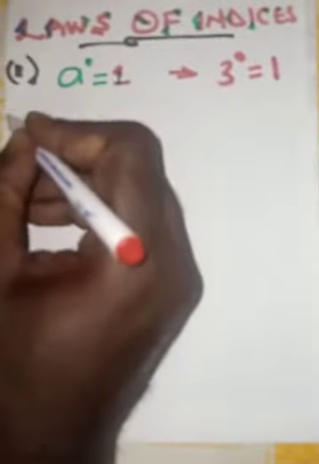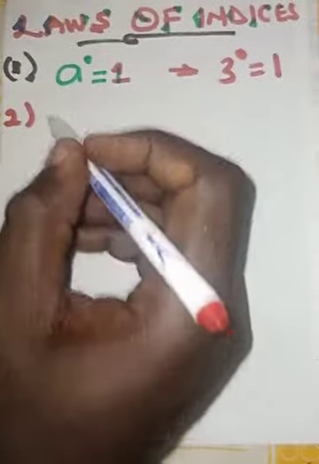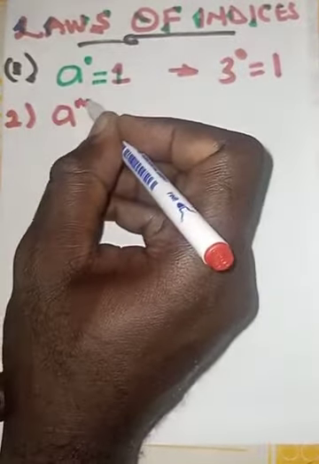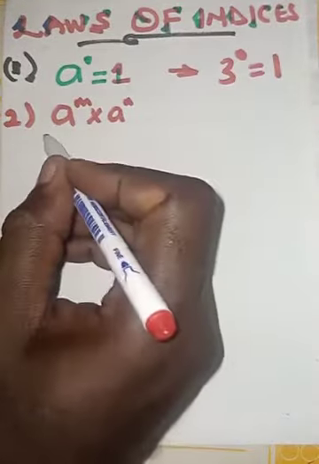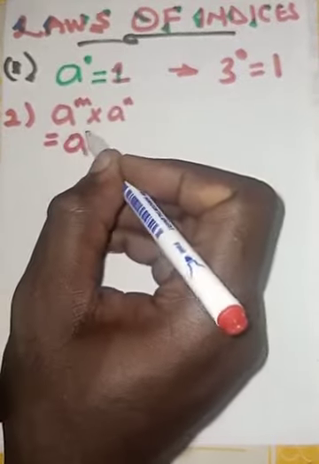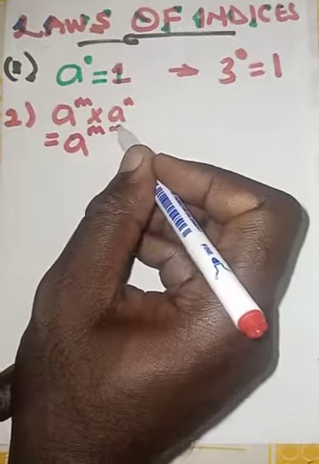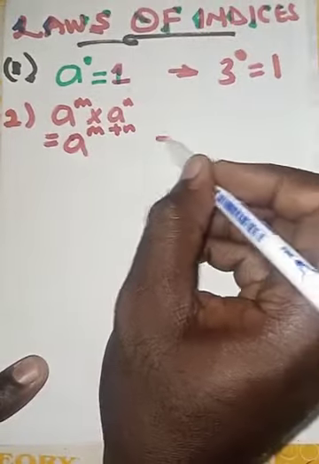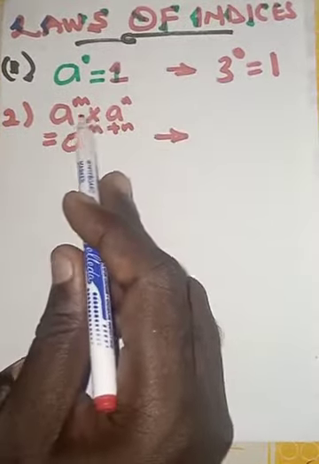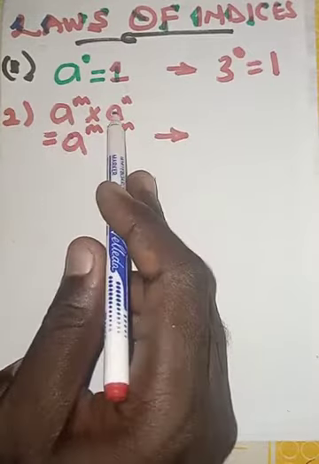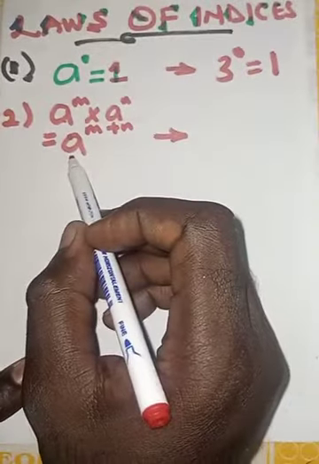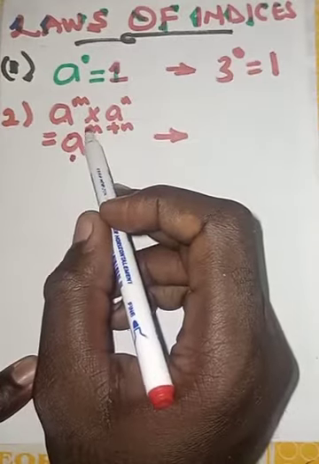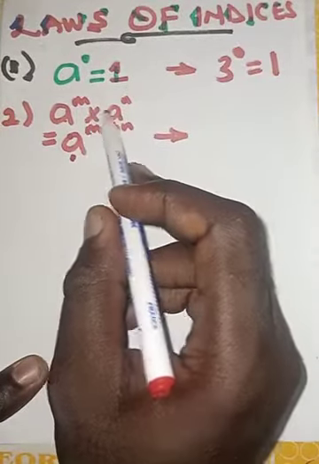Alright, let's take a look at the second law. The second law says when we have a raised to power m times a raised to power n, it will be equal to a raised to power m plus n. This is as a result of the fact that they have the same base. The two bases here are a and a, so there is no difference. So in that case, we retain one a, then the power will be m plus n.